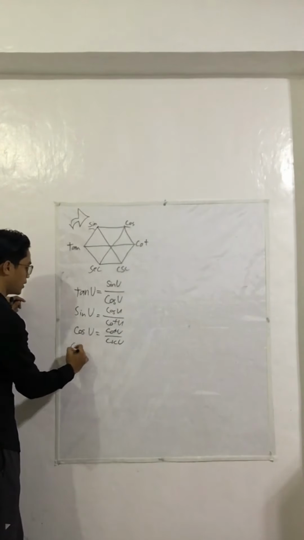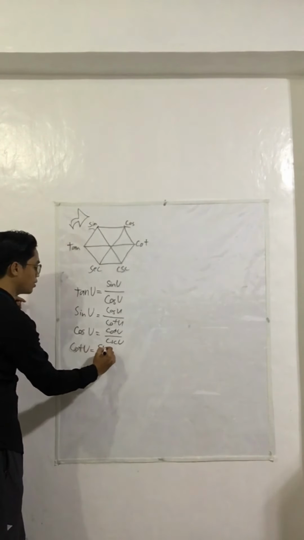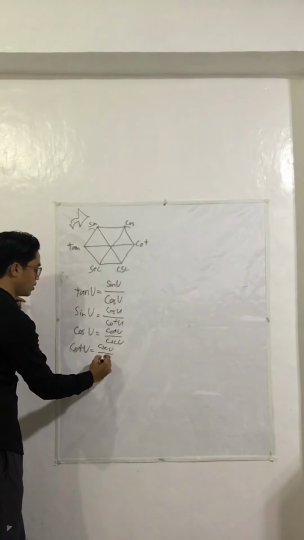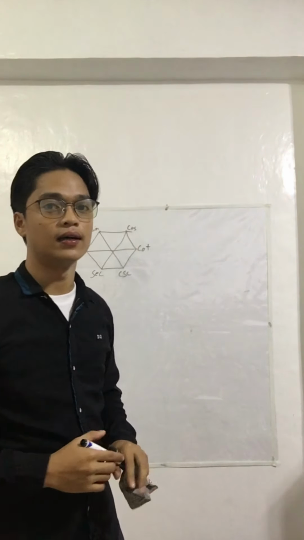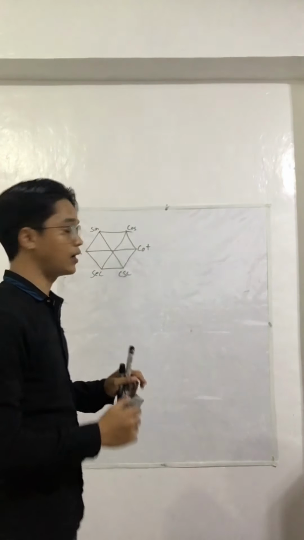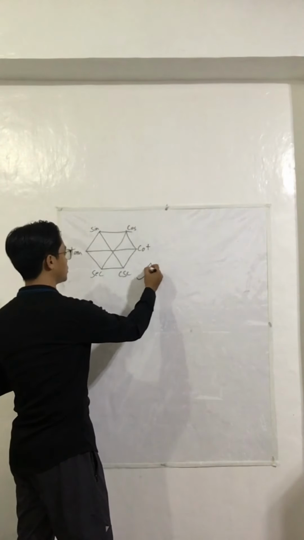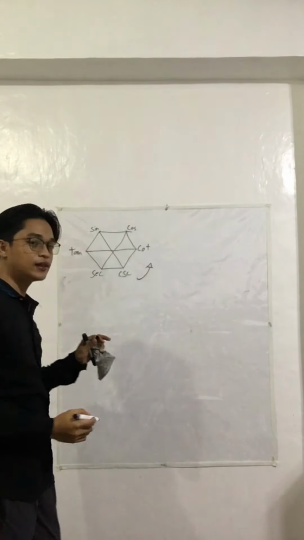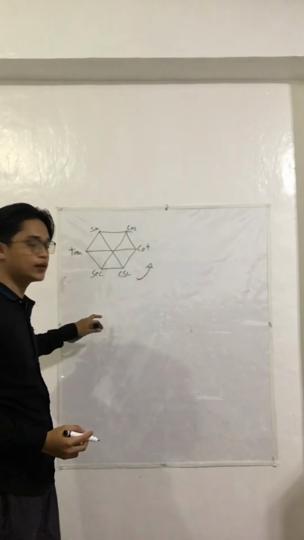Sa cotangent naman, cotangent u is equal to cosecant u over secant u. And so on. Ganun lang. So ang pangalawang way ng first application is the counterclockwise direction. So parehas lang dun sa first way, sa unang way natin.